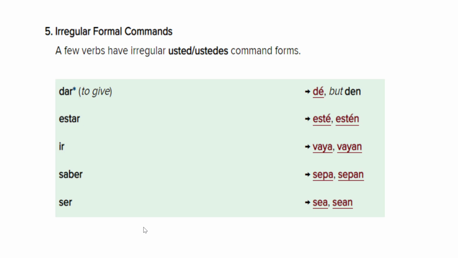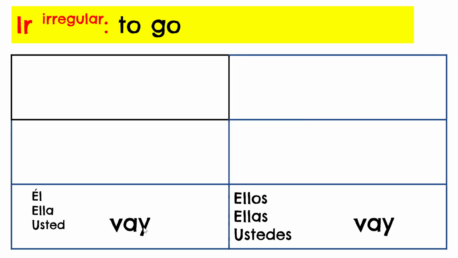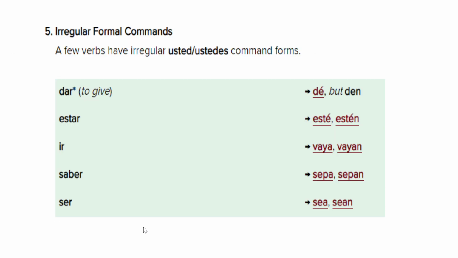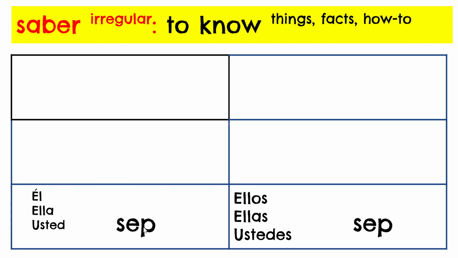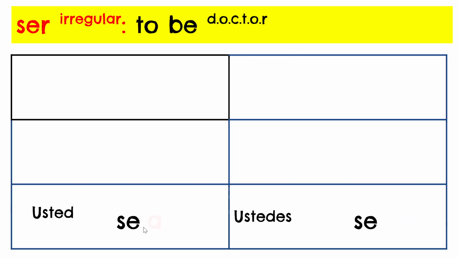Okay, then we have our super irregulars. These just need to be memorized. So you probably want to take a picture of those. I'm just going to put 3 of them here. Ir is going to be vaya. Definitely an IR verb, right? And its opposite letter would be an A. Saber, that's an ER verb, so it's going to be sepa, sepan. Super irregular. Ser, sea, sean.